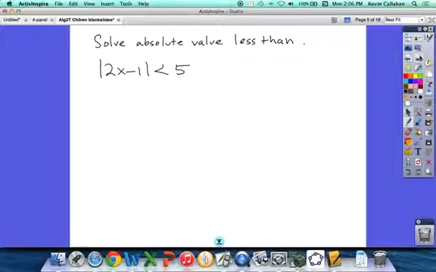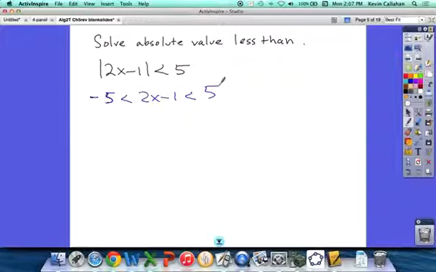You write a three-part inequality, right? What does that look like? Now, don't tell me a number. What number? Look at this problem and tell me what number should I write first? Negative 5. Negative 5 is less than 2x minus 1 is less than 5.